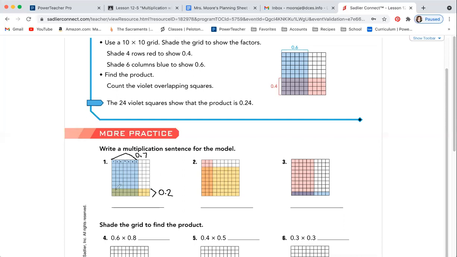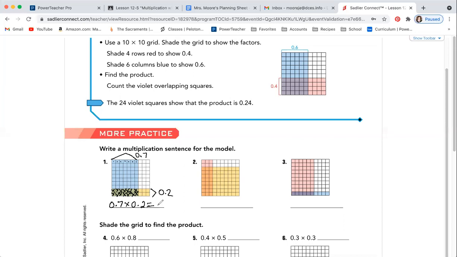Let's put X's on the overlap. 1, 2, 3, 4 hundredths, 5 hundredths, 6 hundredths, 7, 8, 9, 10, 12, 13, 14 out of 100 are double crossed, right? So I'm going to write my multiplication sentence now. 7 tenths times 2 tenths will equal, what is the final product? What will 7 tenths times 2 tenths equal?